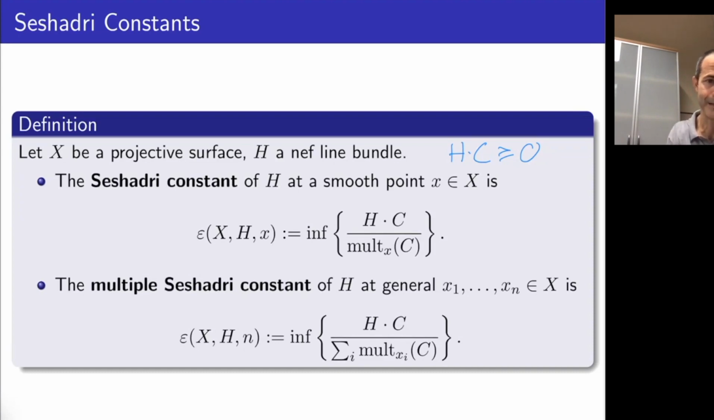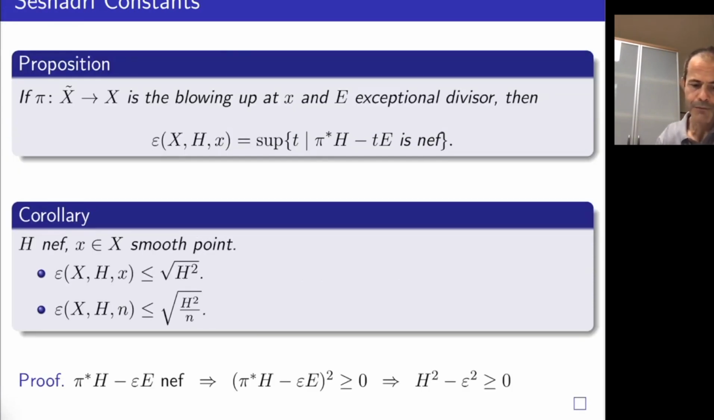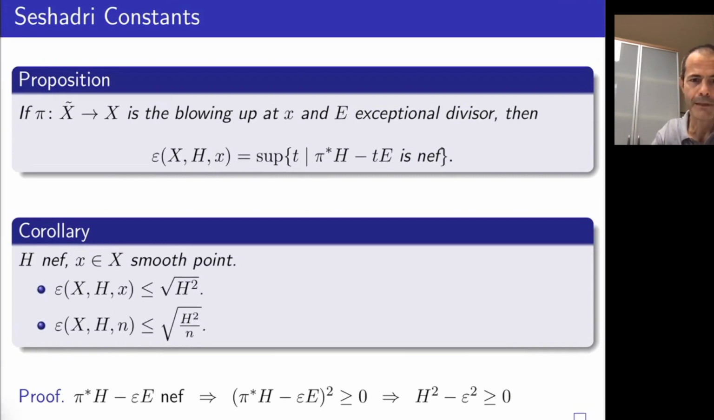There is an equivalent definition. If we blow up the surface X at the point we are considering, and denote by E the exceptional divisor, then the pullback of H is still nef, and so we start removing multiples of the exceptional divisor until we still have nef classes. The sup of this set turns out to be equal to the Seshadri constant we defined before, and similarly for the multiple Seshadri constant.